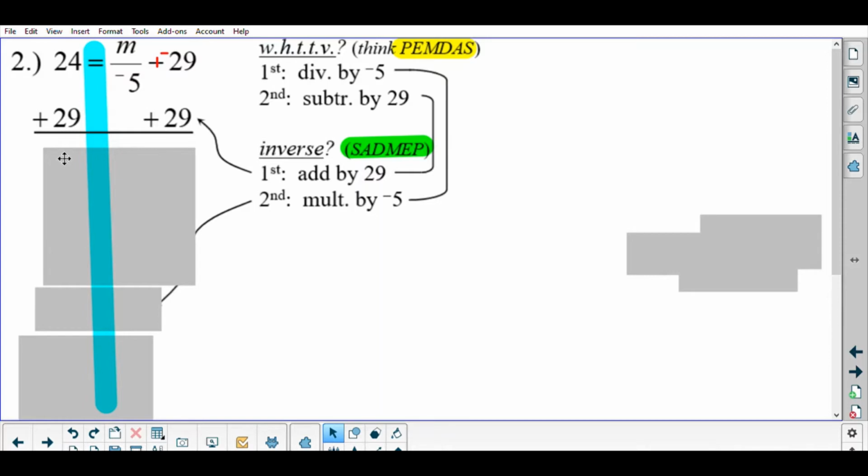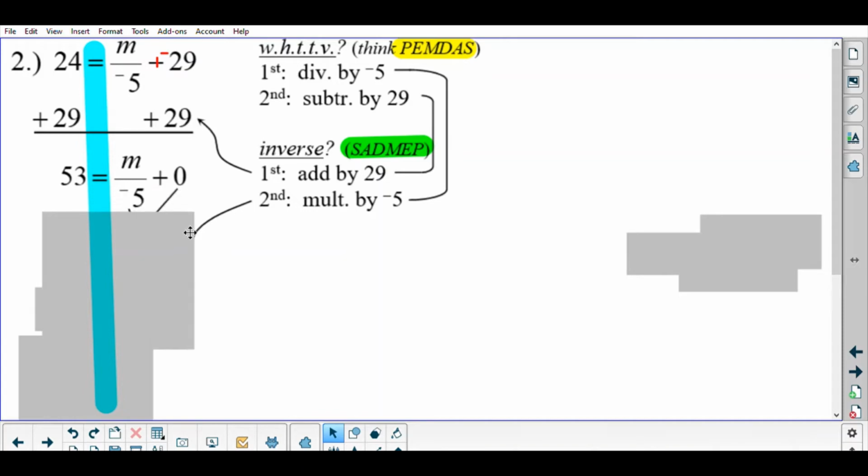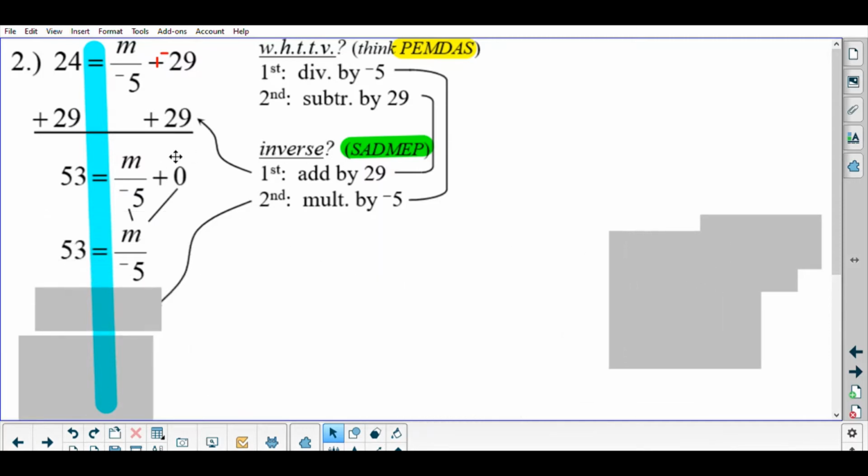24 plus 29 on the left gives you 53. Negative 29 plus 29 on the right would give you 0. So you would have m over -5 plus 0. Anything plus 0 is just itself. So the fraction of m over -5 plus 0 would give you just m over -5. We always simplify what we can. Like in this case, the adding by 0 just gives you the fraction itself. We always simplify what we can before we do the second inverse operation, which we'll now do.